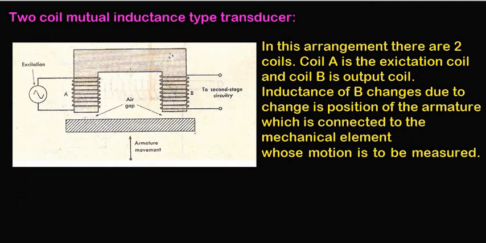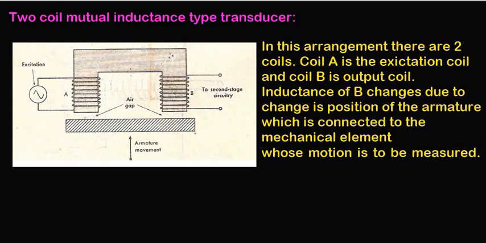Let's look at the two-coil mutual inductance type transducer. In this arrangement, there are two different coils. The first coil is where excitation is generated via an external source, and in the second coil the output is obtained. The output is proportional to the mechanical input.